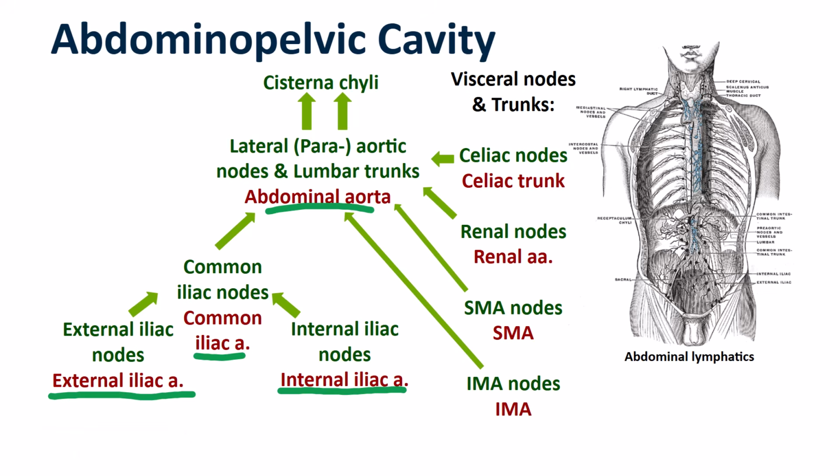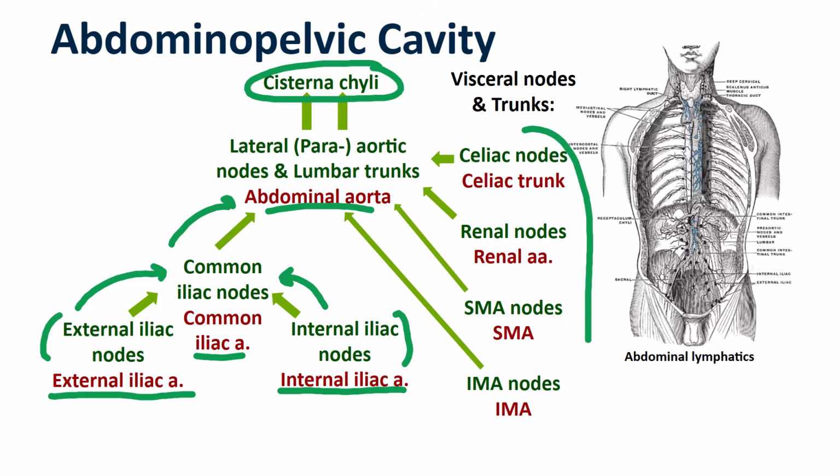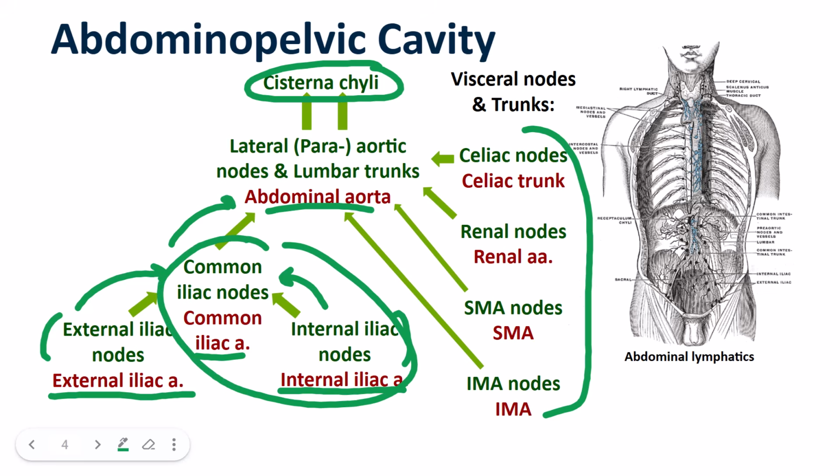And so what we have here are internal iliac nodes and external iliac nodes following those arteries, feeding into common iliac nodes, left and right, which then feed into the lateral aortic nodes and lumbar trunks on the way up to ultimately the cisterna chyli. Visceral, as well as pelvic and lower limb lymph, all flowing up to and through the cisterna chyli.